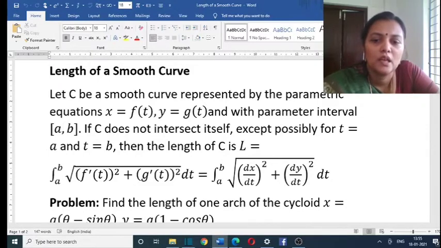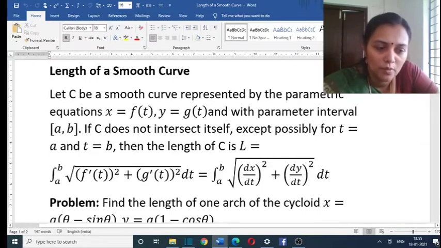is L, which is equal to the integral from A to B of the square root of f dash t whole square plus g dash t whole square dt, which is equal to the integral from A to B of the square root of dx by dt all square plus dy by dt all square dt.